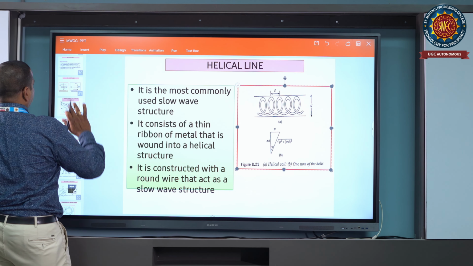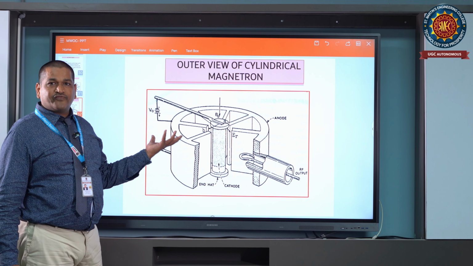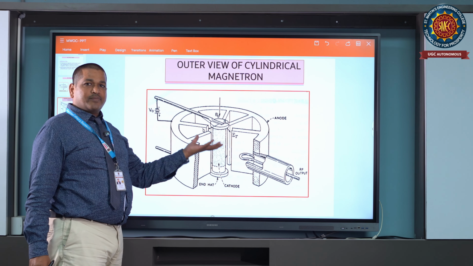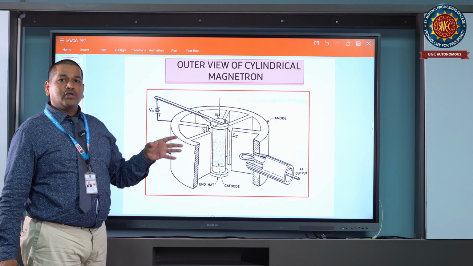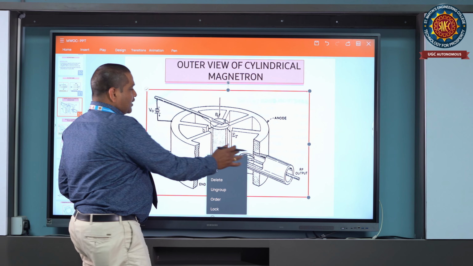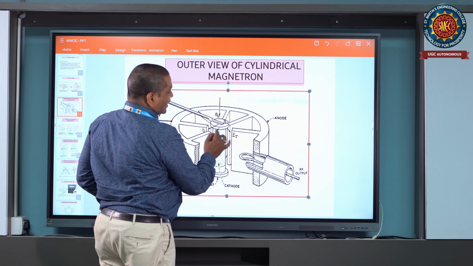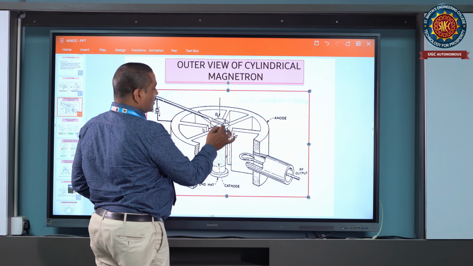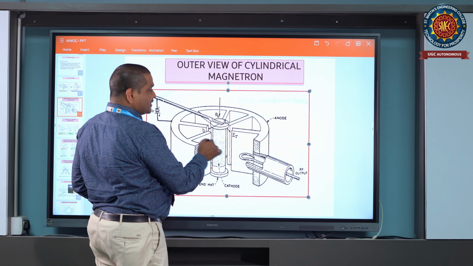Coming to the magnetron, this is the cylindrical magnetron. This is called the crossed field tube. The second category of tube is the M-type tube, which is a crossed field tube, which I will show in the video clearly, how it will be used. It will have an 8 cavity magnetron, with a cathode and an anode. This is called the anode slab, and this is the cathode slab surrounded by the 8 anodes.